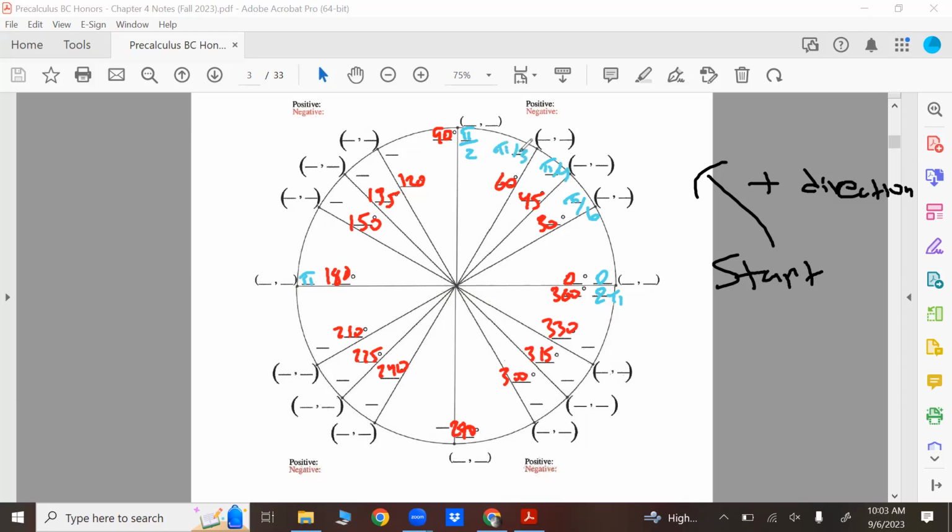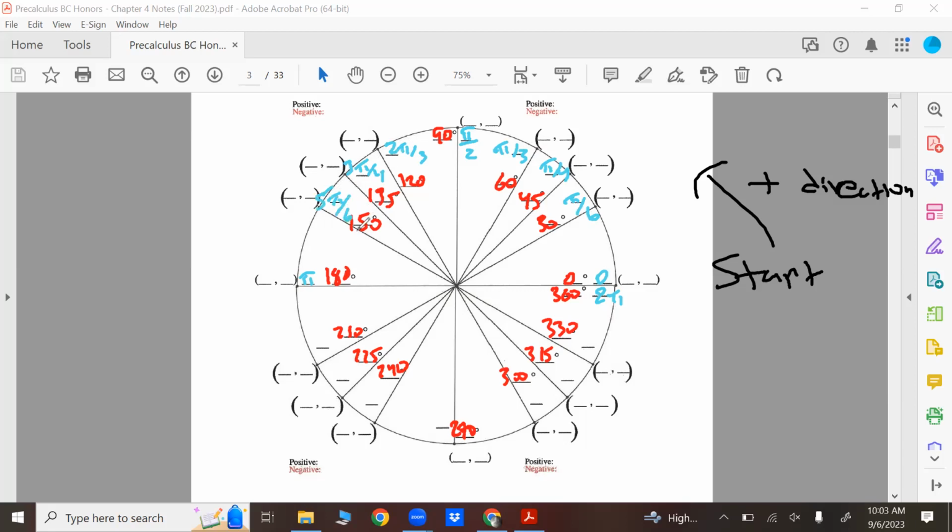Okay, 120. 120 is what times 60? What do you multiply 60 by to get to 120? So 2 pi over 3. 135 is 3 times 45. I'm using proportional reasoning. I'm not doing any of that silly conversion pi over 180 stuff. 150. 150 is what times 30? 5 pi over 6.